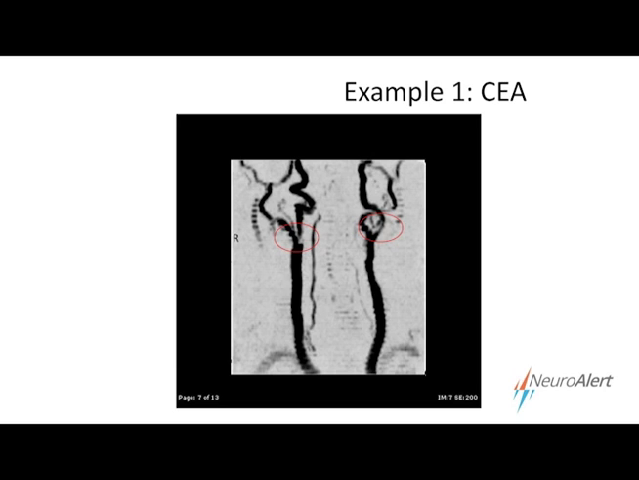And here you can see the bilateral stenosis. Really, the left looks worse than the right here, but there are lesions in the right and the left carotids.